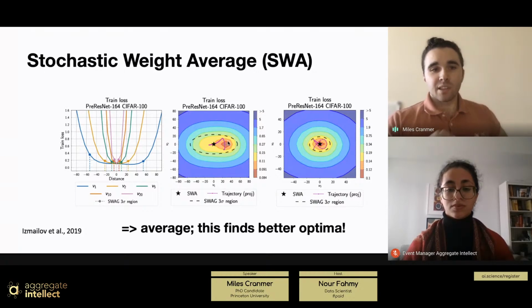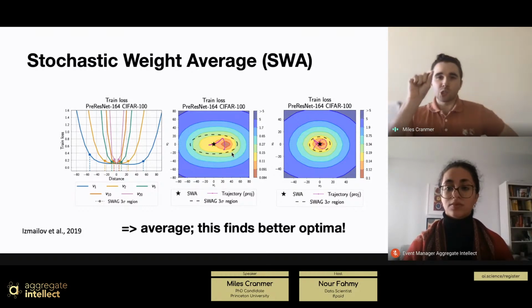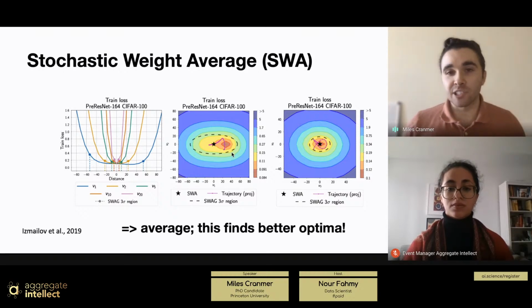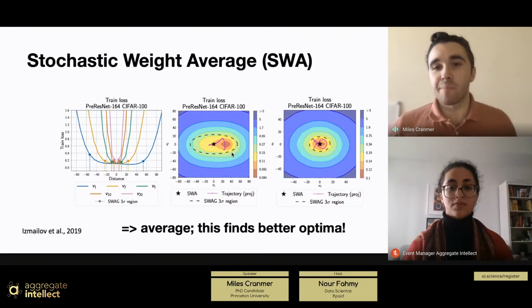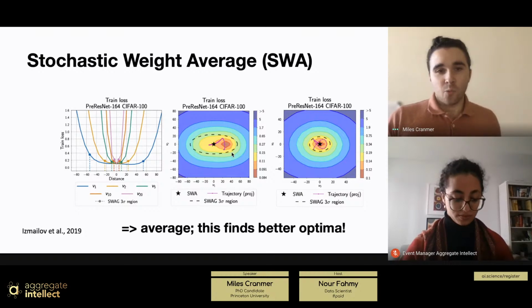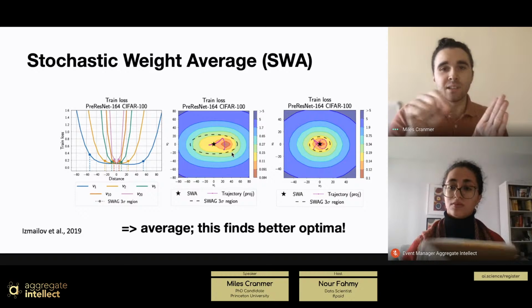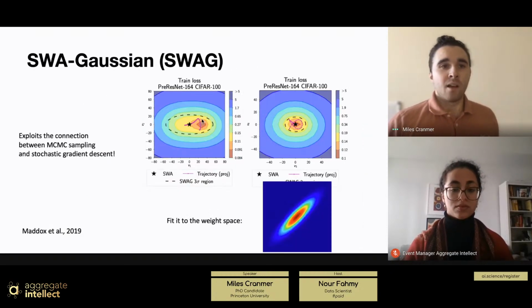But basically, the first paper, stochastic weight averaging, they realized that if you track the optimizer when it moves around the minima, and you just average the weights over the trajectory in this minima, it will generally find a better optima than if you just trained with stochastic gradient descent. So you average over these final steps, and you usually just get a better model. So it's a really cool idea.